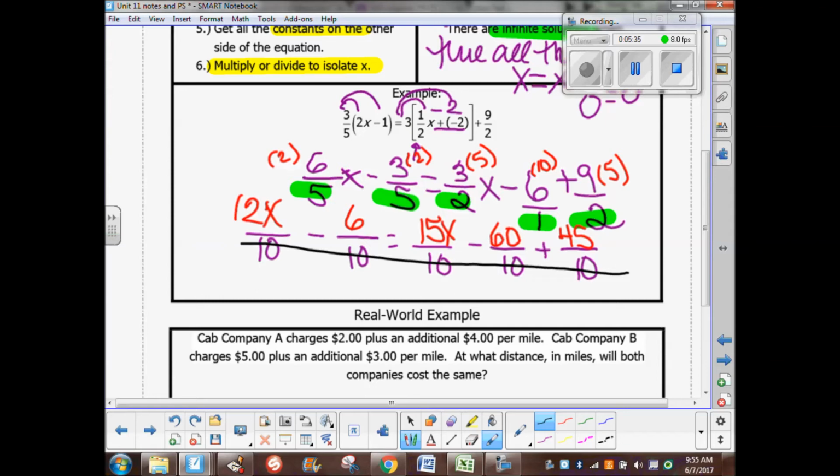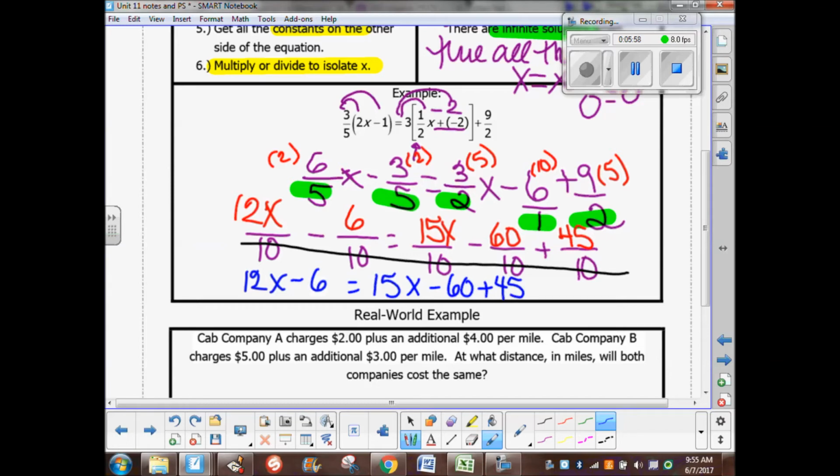Now just write what you see along the top. Just don't miss any signs. So I'm going to start out and say 12x. Then what's the next thing I'm going to write? Minus 6 equals 15x minus 60 plus 45.